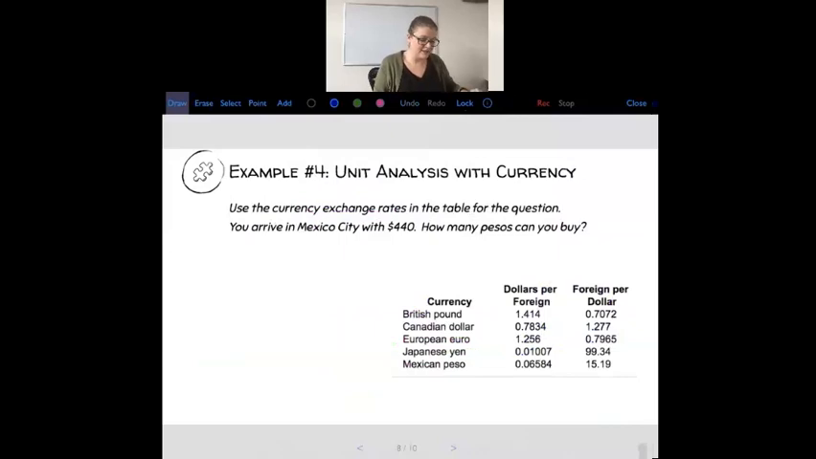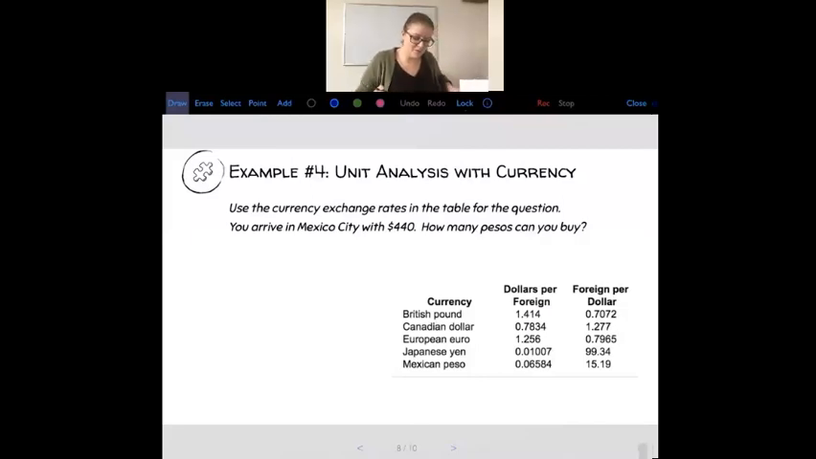Okay, our last example is going to deal with currency, and the reason I wanted to do this one is to talk about this table below that you will see in the online homework system. So use the currency exchange rates in the table for this question. So let's say you arrive in Mexico City with $440. How many pesos can you buy?